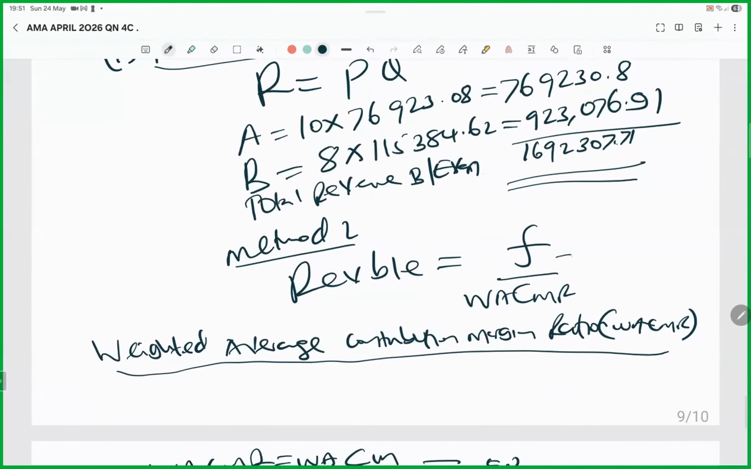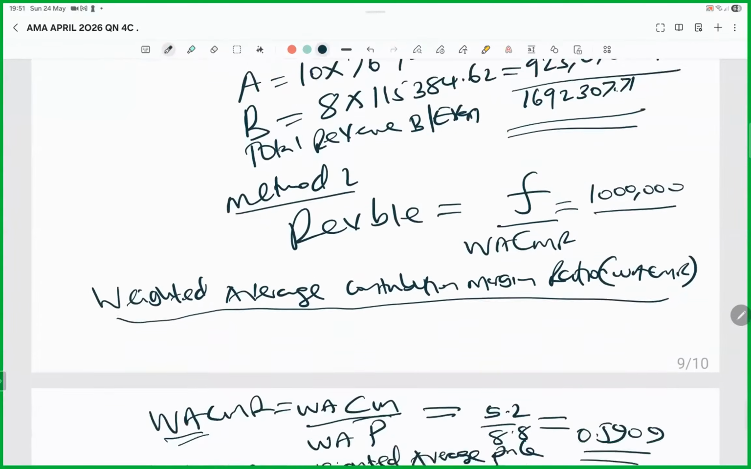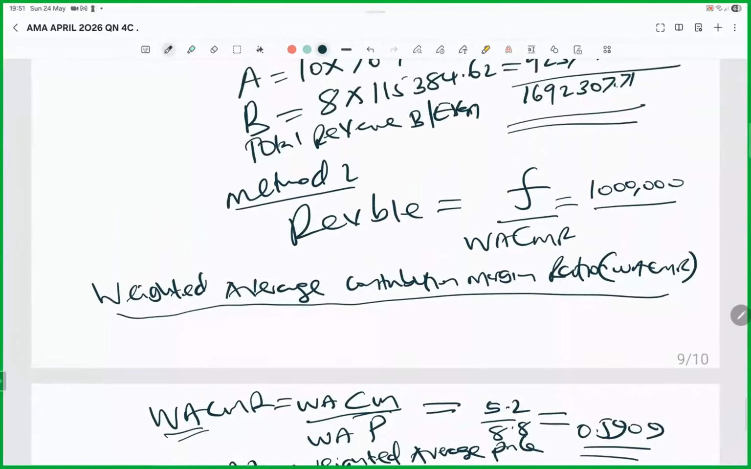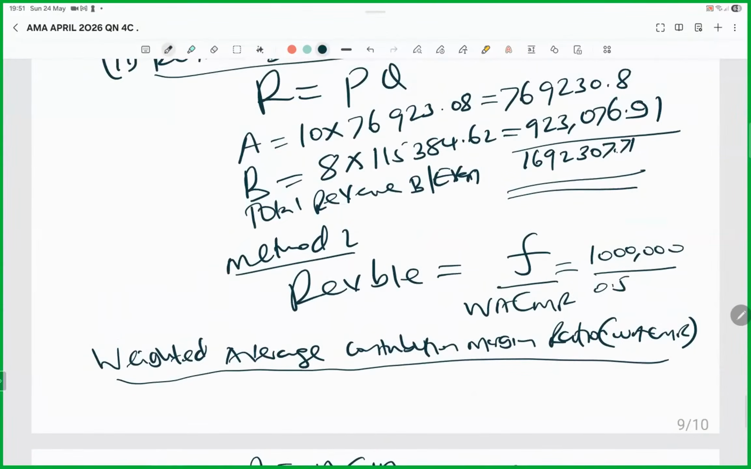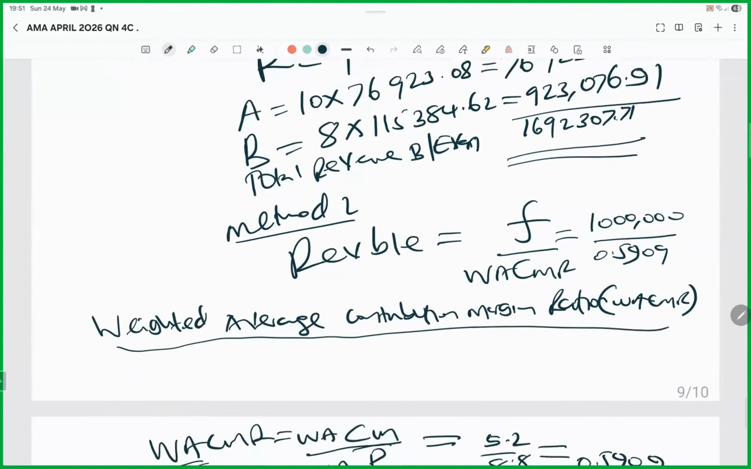The fixed cost remains 1 million, all over the WACMR that you have, all over 0.5909, which then will end up giving me what figure?